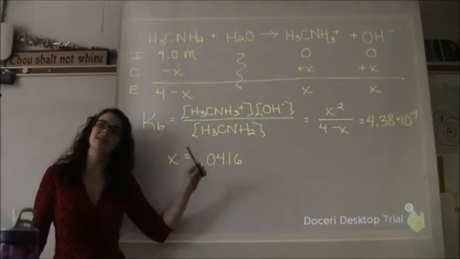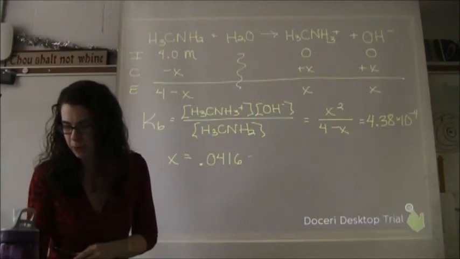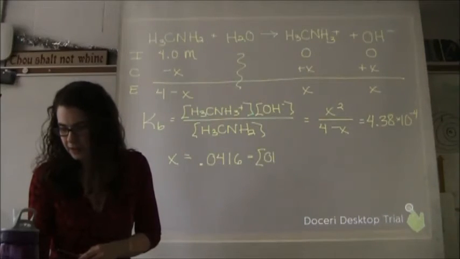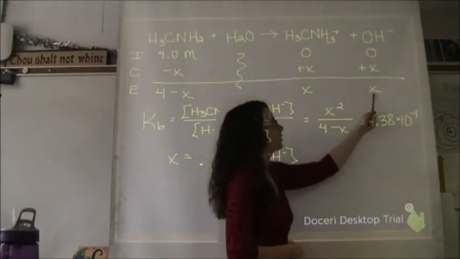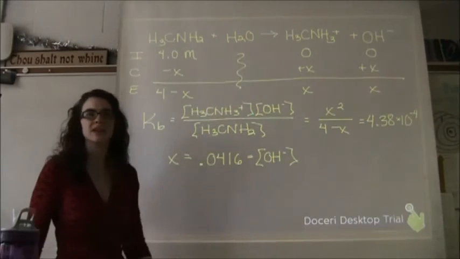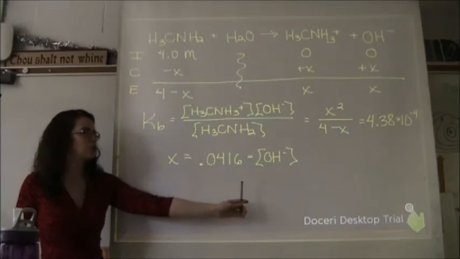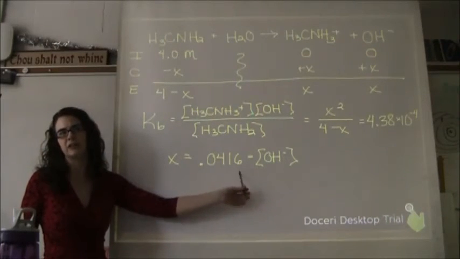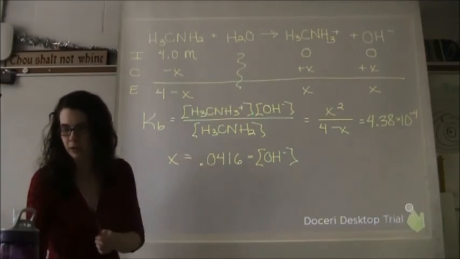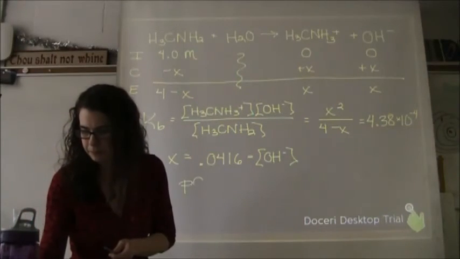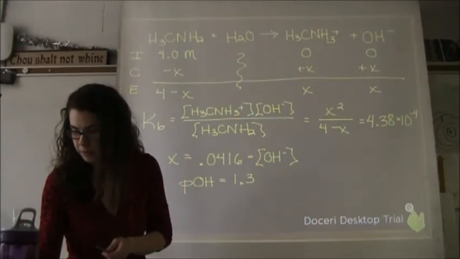What is X in this problem? You got it. And guys, don't memorize that. It's in your ice table. Look, OH minus is equal to X. So if I'm not quite ready to find pH first, what's probably easiest to find next? pOH. Okay. Negative log of this number, somebody tell me what you get. 1.38.